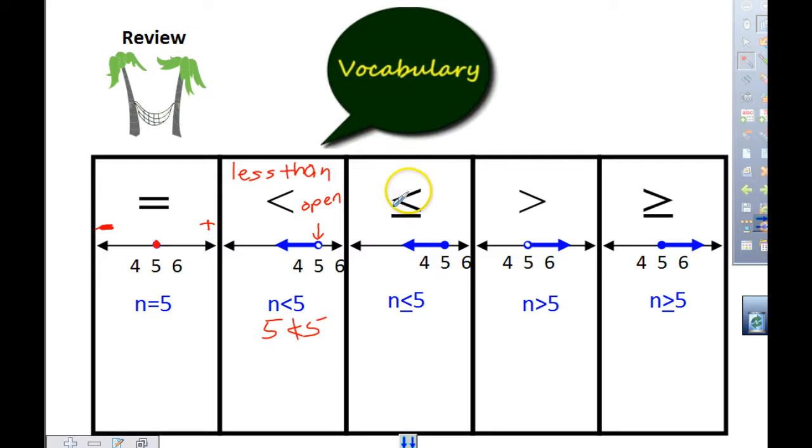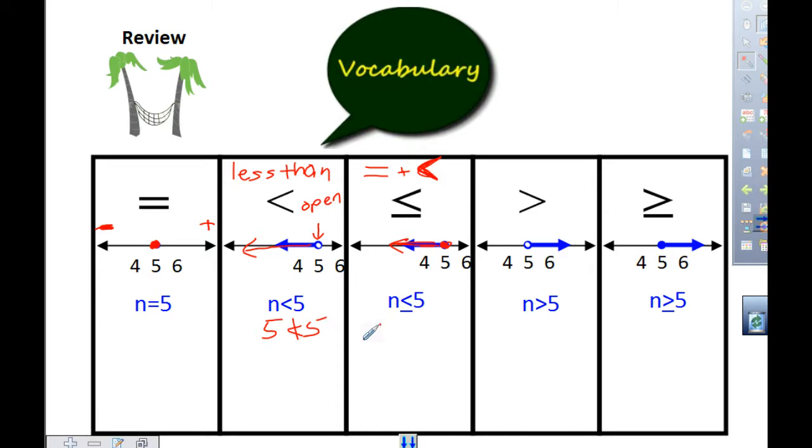In the middle, here you can see it has a less than and then a line underneath. That means you take the equal sign and you add the less than sign. That's how you get less than or equal to. So you have the arrow that points to the left, but you also have the dot for the equal sign. So less than or equal to is just a hybrid of two other signs: the less than sign with the arrow and the dot for the equality. And we've got the counterparts here, greater than and greater than or equal to.